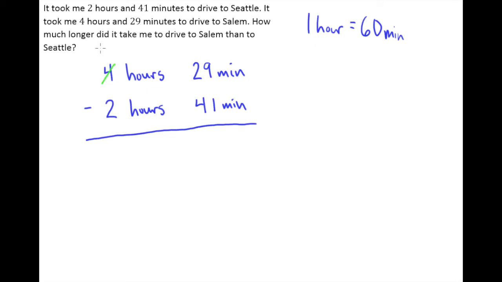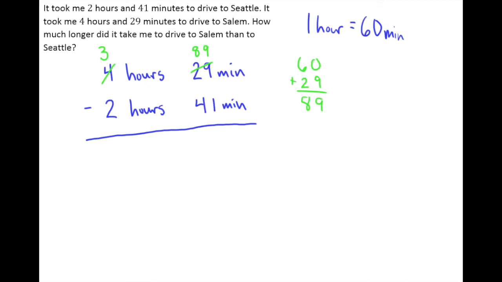Borrow one of the hours, and we understand that that 1 hour that we borrowed is 60 minutes. So that 1 became 60. We need to add it to the 29 minutes we already have sitting there. So that gives us 89 minutes. So now instead of 29 minutes, I have 89 minutes. And now I can subtract.